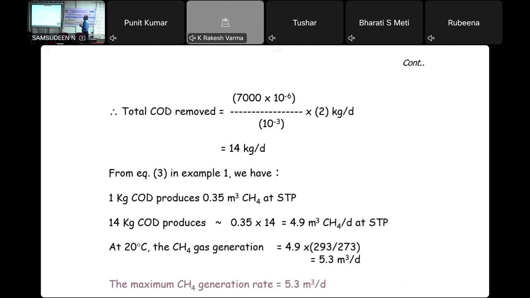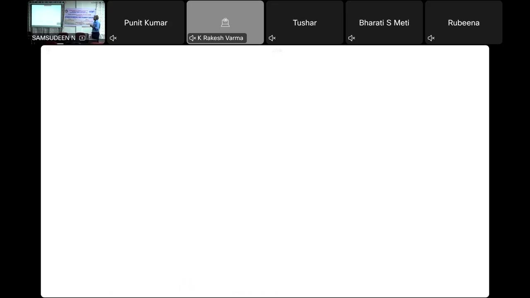All right, let's now put this puzzle together, solve this. Okay, so we have total COD removed. If you look at the question, we have 7,000 is your input, and the cubic meter is 10 to the 6, and you divide by 10 to the 3. You multiply by 2 kilogram per day, right? So if you are confused, go back and read the problem. Go back one more step, where this number comes from.